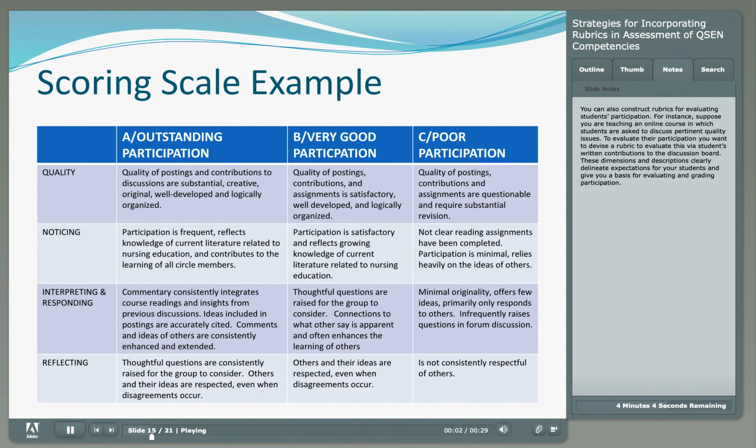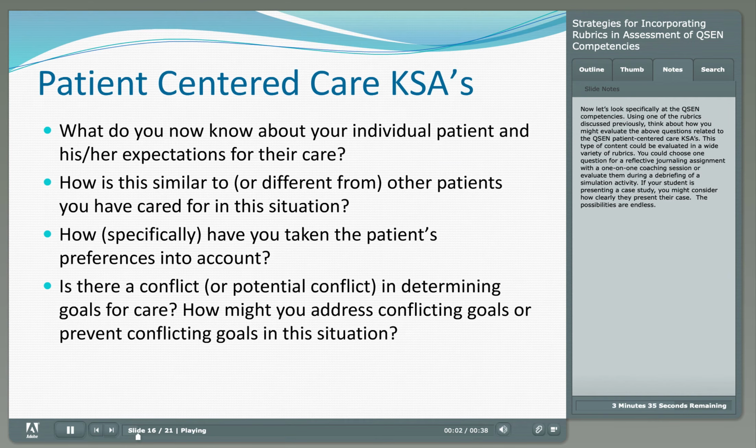You can also construct rubrics for evaluating students' participation. For instance, suppose you are teaching an online course in which students are asked to discuss pertinent quality issues. To evaluate their participation, you want to devise a rubric to evaluate this via students' written contributions to the discussion board. These dimensions and descriptions clearly delineate expectations for your students and give you a basis for evaluating and grading participation. Now let's look specifically at the QSEN competencies.